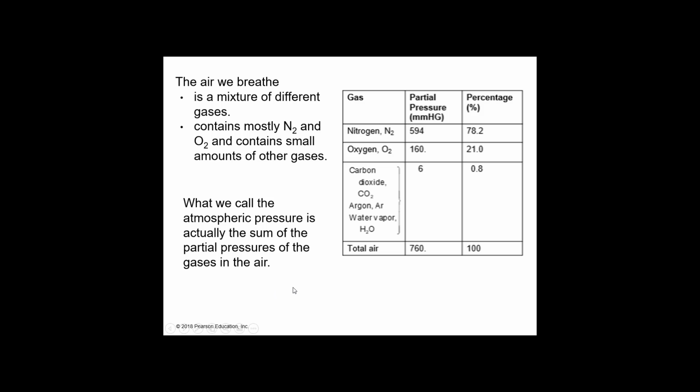If we go back to the air that we breathe, we see that nitrogen has a partial pressure of 594 millimeters mercury. Oxygen has 160. Carbon dioxide and all these other trace air gases is 6. This makes a total of 760 millimeters mercury. You can also see where the percentages break down. So what we call atmospheric pressure is actually the sum of the partial pressures of the gases in the air.